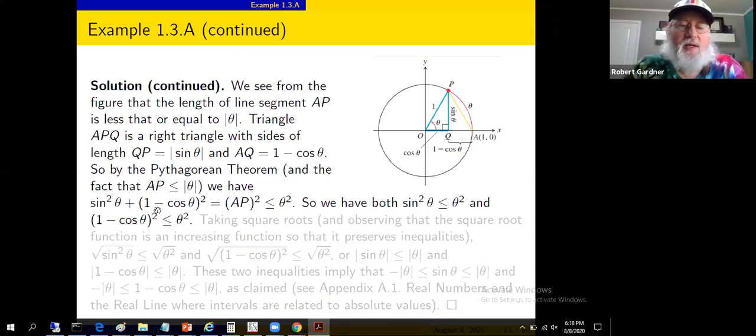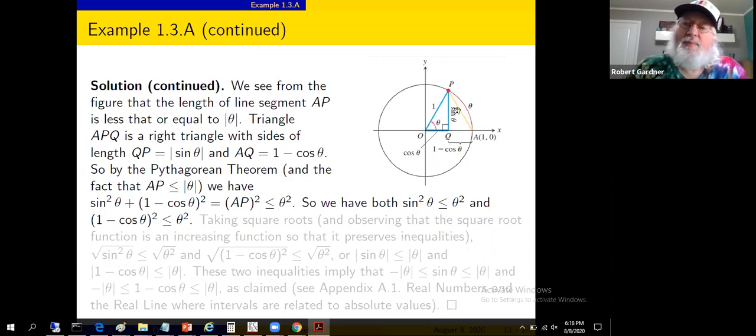1 minus cosine theta squared equals hypotenuse squared. Hypotenuse in that little triangle is this orange straight line segment. That's segment AP, represent its distance by AP as well. And so we get sine squared theta plus 1 minus cosine theta squared equals hypotenuse squared, equals AP squared. Oh yeah, and we were saying that straight line distance is less than the length of that circular arc, which had length absolute value of theta.